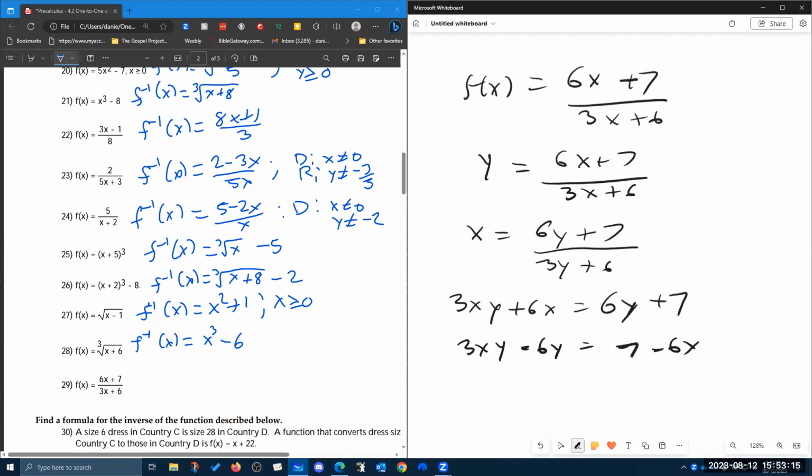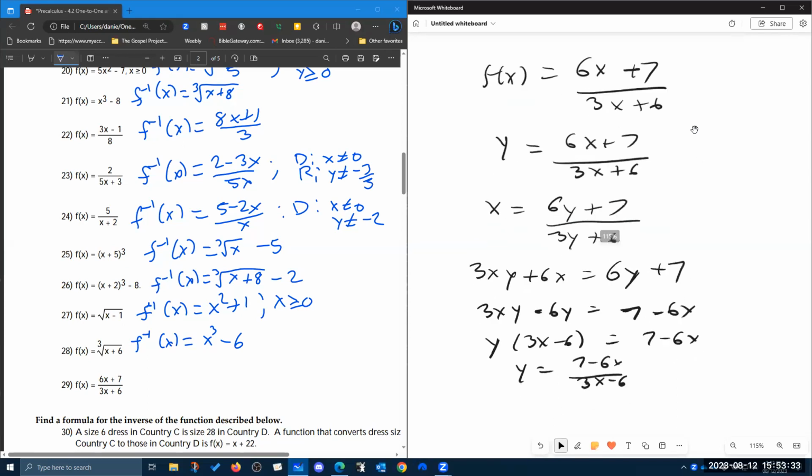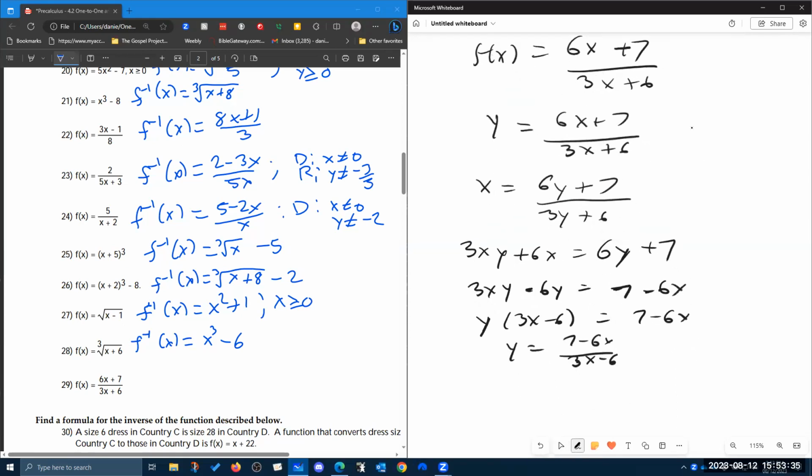Now I need to factor out a y. And then I need to divide. And replace y with f inverse. Like so.